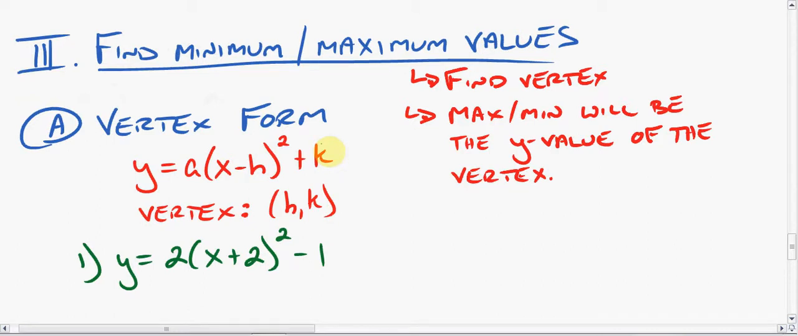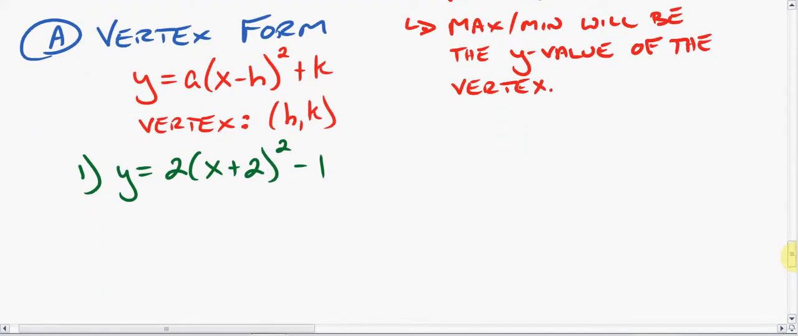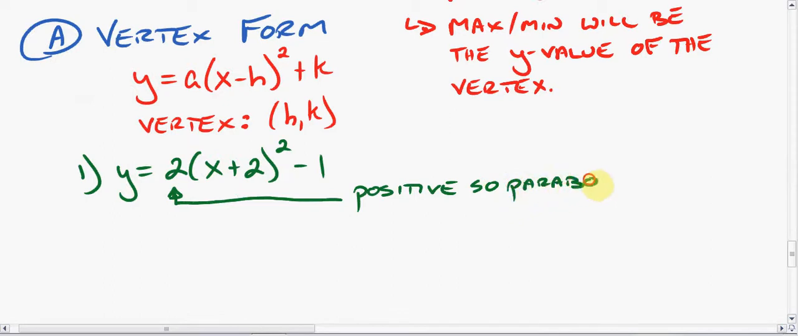So, first things first, let's look at number 1. Y equals 2 times the quantity x plus 2 squared minus 1. Question, does this graph open up or down? Take a look at that a value right there. That a value, is it positive or is it negative? Hey, that a value, that's a positive number. So what happens to my graph? Does it open up or down? It opens up. So the parabola opens up.